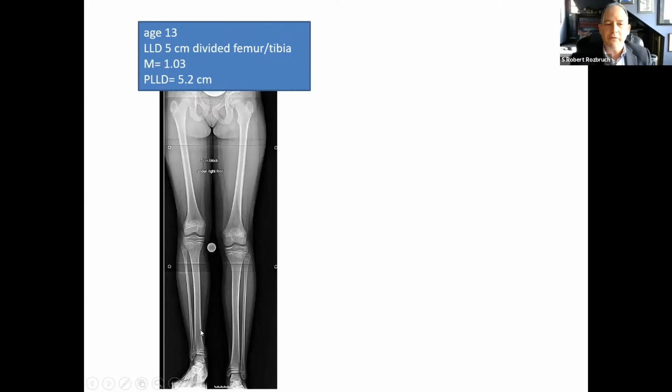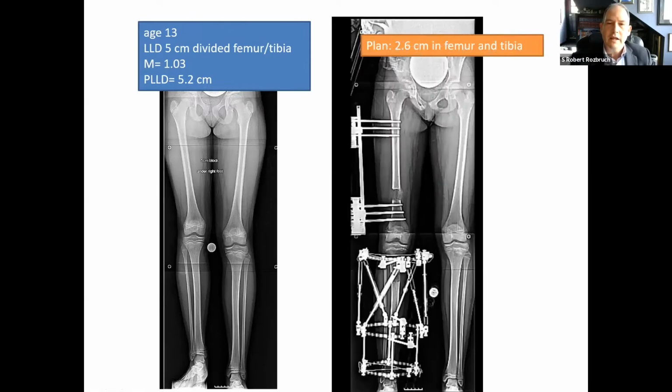This pattern of it being roughly equally divided between femur and tibia has been typical in RSS, and there isn't a whole lot of lower extremity malalignment associated with the leg length discrepancy. And so what I did here was a simultaneous femur and tibia lengthening, 2.6 centimeters in both the femur and the tibia to deal with the entire leg length discrepancy.